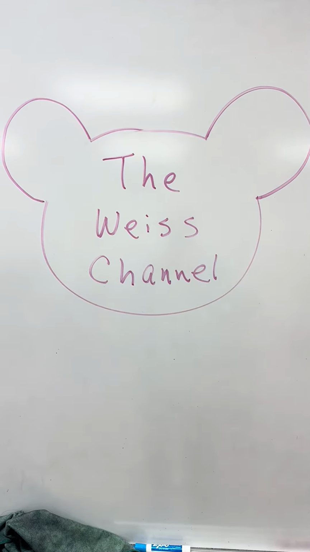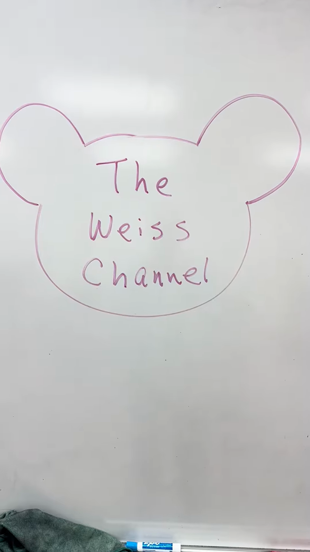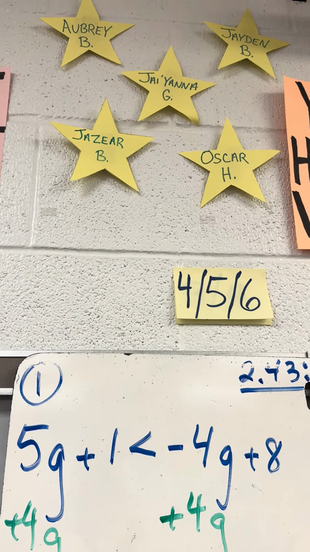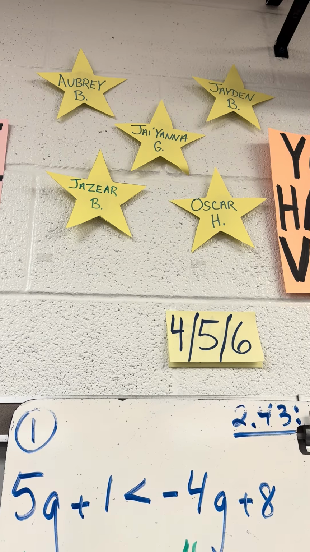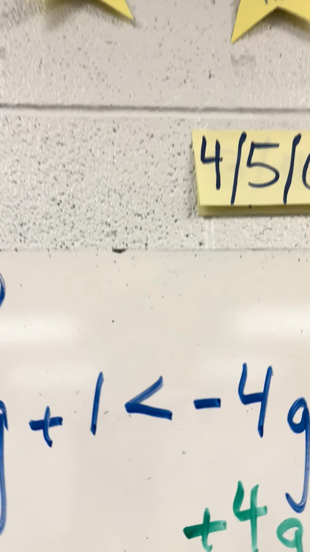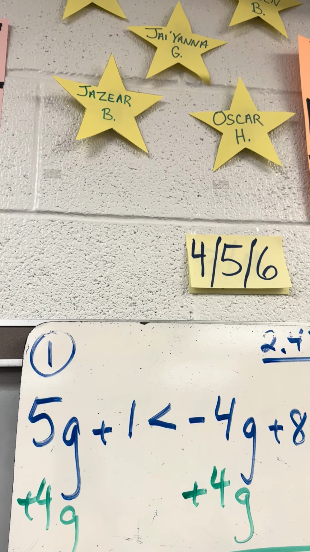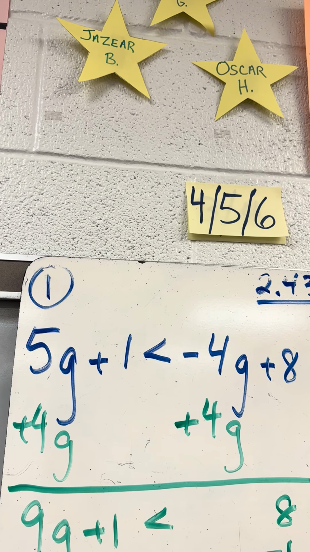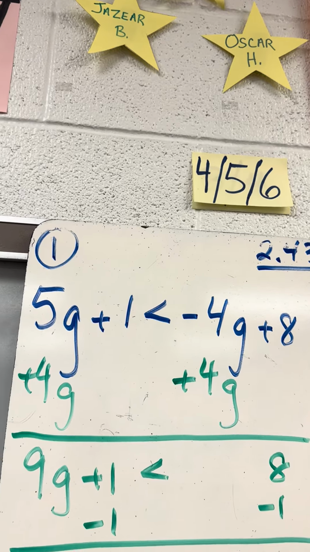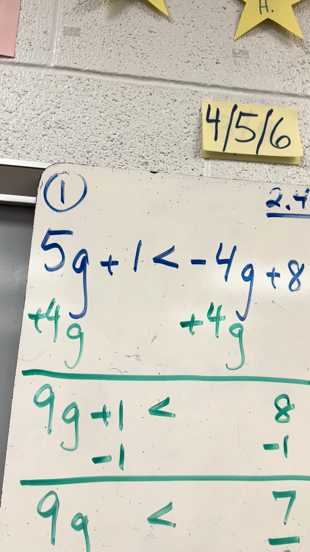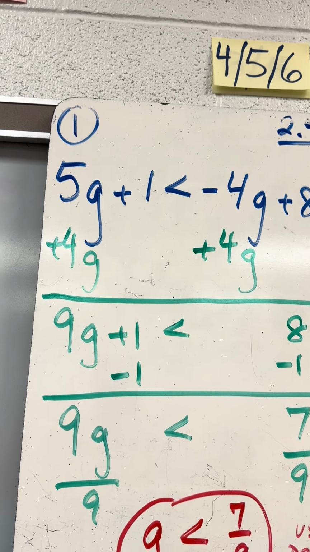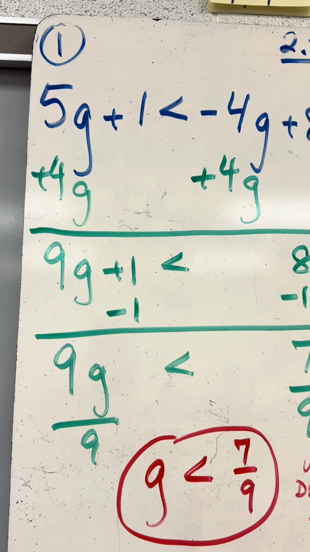Today we're going to solve some inequalities. For example, 5g plus 1 less than negative 4g plus 8. Treat this less than sign just like you would treat an equals sign, meaning we're going to add 4g to both sides. 5g plus 4g is 9g plus 1 less than 8. Now I'm going to subtract 1 from both sides. I get 9g is less than 7. Divide both sides by 9 and you get g is less than 7/9.